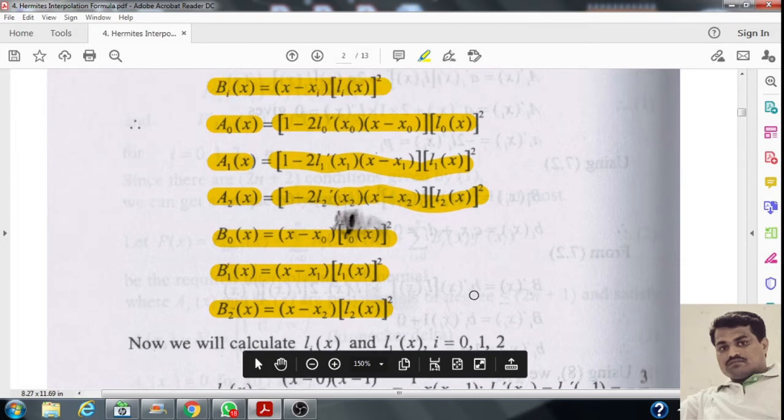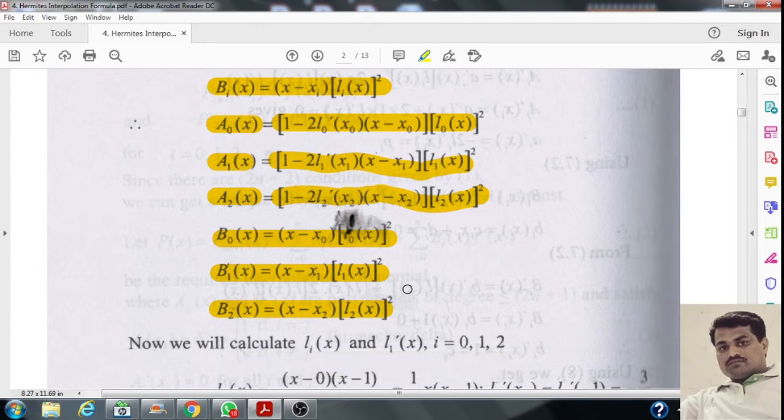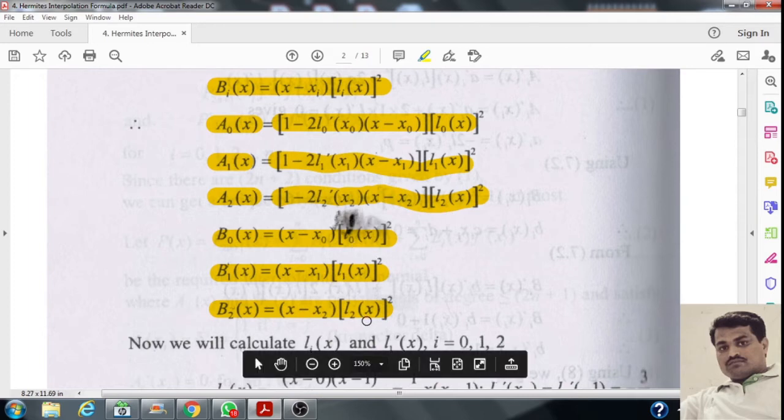Then to find out ai and bi, means a0, a1, a2 and b0, b1, b2, you check which values are essential for calculation by considering the right hand side of that equation. Here in a0x we need l0x, l1x, l2x. Also in the case of b0, l0x, l1x, l2x are required. Also x0, x1, x2 we can take from the table.